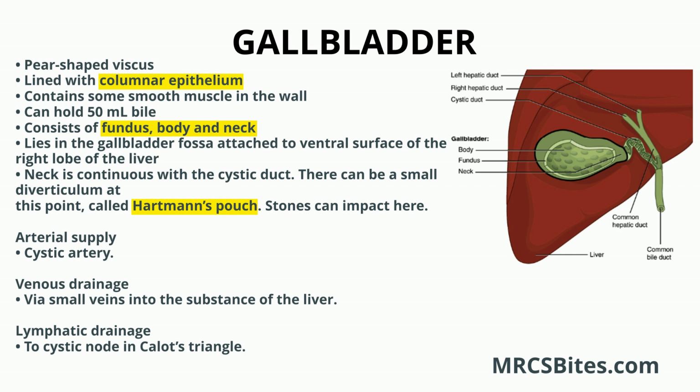There can be a small diverticulum at this point, called Hartmann's pouch. Stones can impact here. Arterial supply, cystic artery. Venous drainage via small veins into the substance of the liver. Lymphatic drainage to cystic node in Calot's triangle.